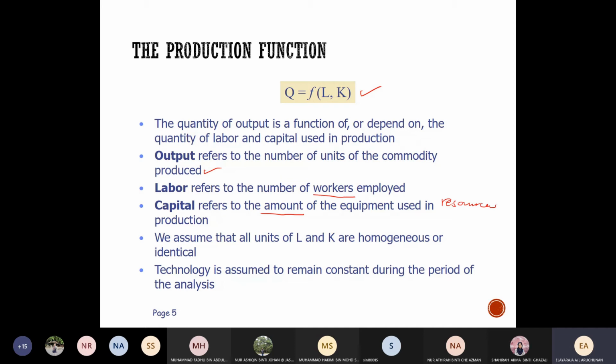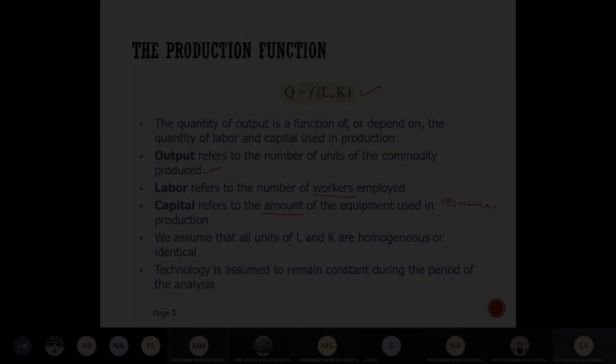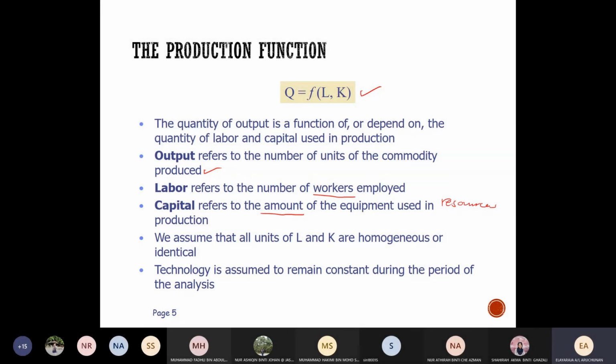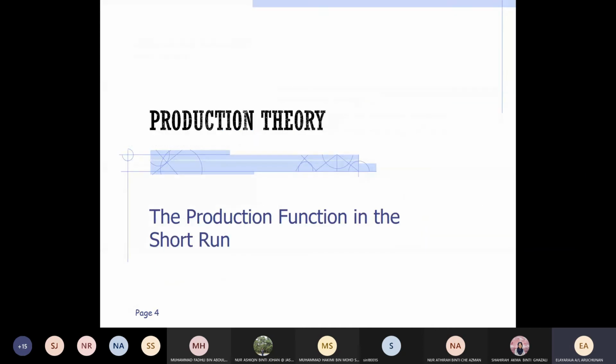Technology is assumed to remain constant during the period of the analysis. We assume that the technology, like emissions and so on, stays the same. When we carry out production in factories, we use plenty of machines to assist the laborers or workers in order to produce. So we assume that it's constant. The figures will still remain constant.